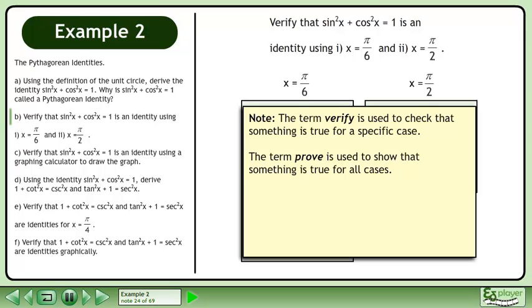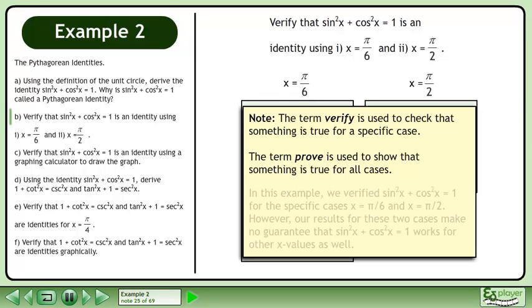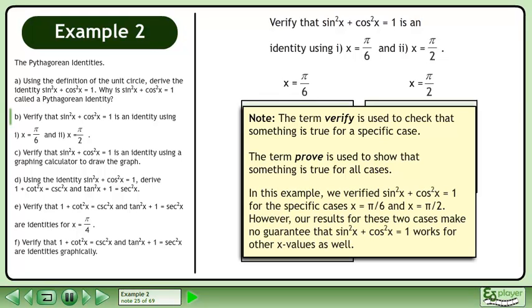Note that the term verify is used to check that something is true for a specific case. The term prove is used to show that something is true for all cases. In this example, we verified sin squared x plus cos squared x equals 1 for the specific cases x equals pi over 6 and x equals pi over 2. However, our results for these two cases make no guarantee that sin squared x plus cos squared x equals 1 works for other x values as well.